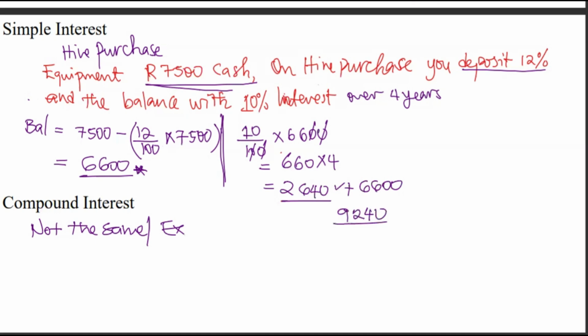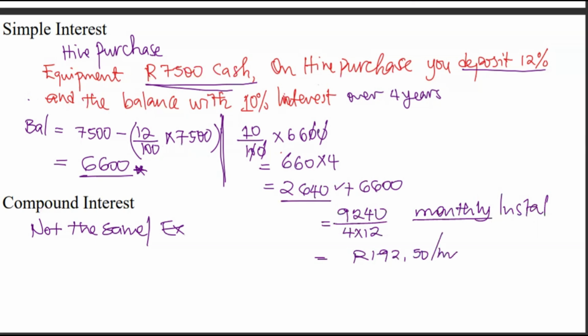So if they ask you to give it as a monthly installment, do you know what it will be? We divide this by 48, which is 4 times 12. Where do we get the 12 from? The 12 months. It's monthly, and each year has 12 months, yet there were 4 years. So we divide this by 48. So every month, the person has to pay 192.50.